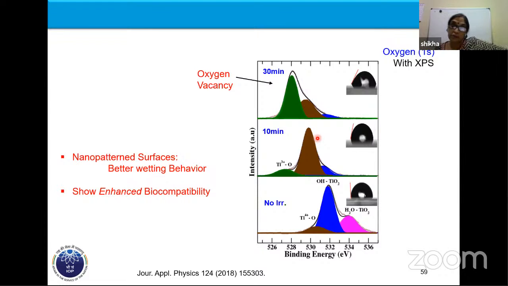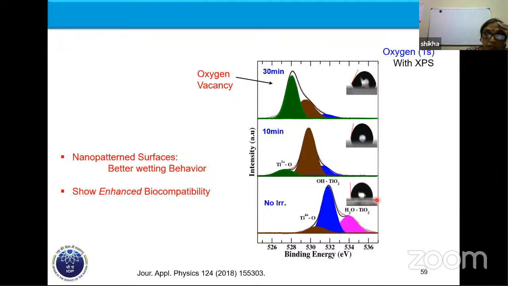These are some wetting studies. This is the oxygen part we are looking at now, again with XPS. This is the main lattice oxygen, coming from the TiO2 oxygen part, but it doesn't have vacancy. But as you see, as we continue to irradiate, the oxygen vacancy keeps increasing. This green part is the oxygen vacancy, which increases.